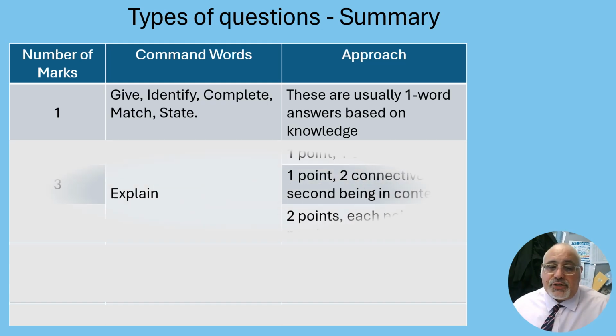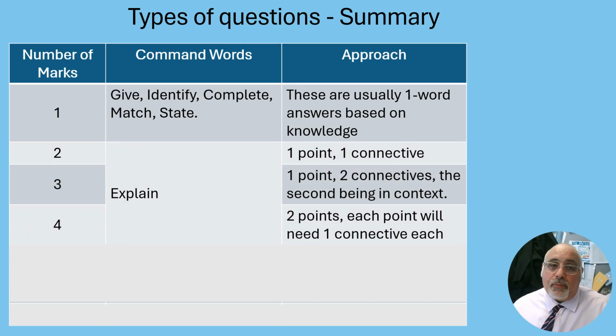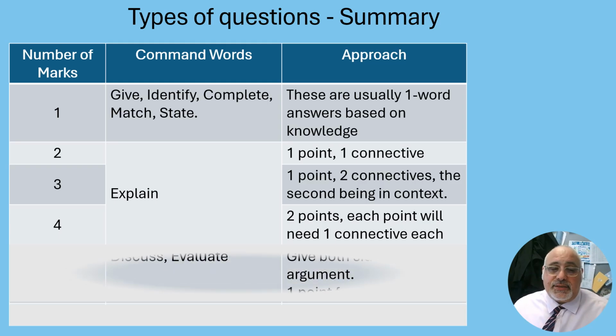I'm going to do questions 2, 3 and 4 marks as the same type because they're all usually explained questions. The difference being that for the higher mark questions you might be asked to identify two advantages or 2 disadvantages, and therefore you would have to write the same thing but for 2 different points. Again, I'll go through that in a little bit more detail in subsequent slides.